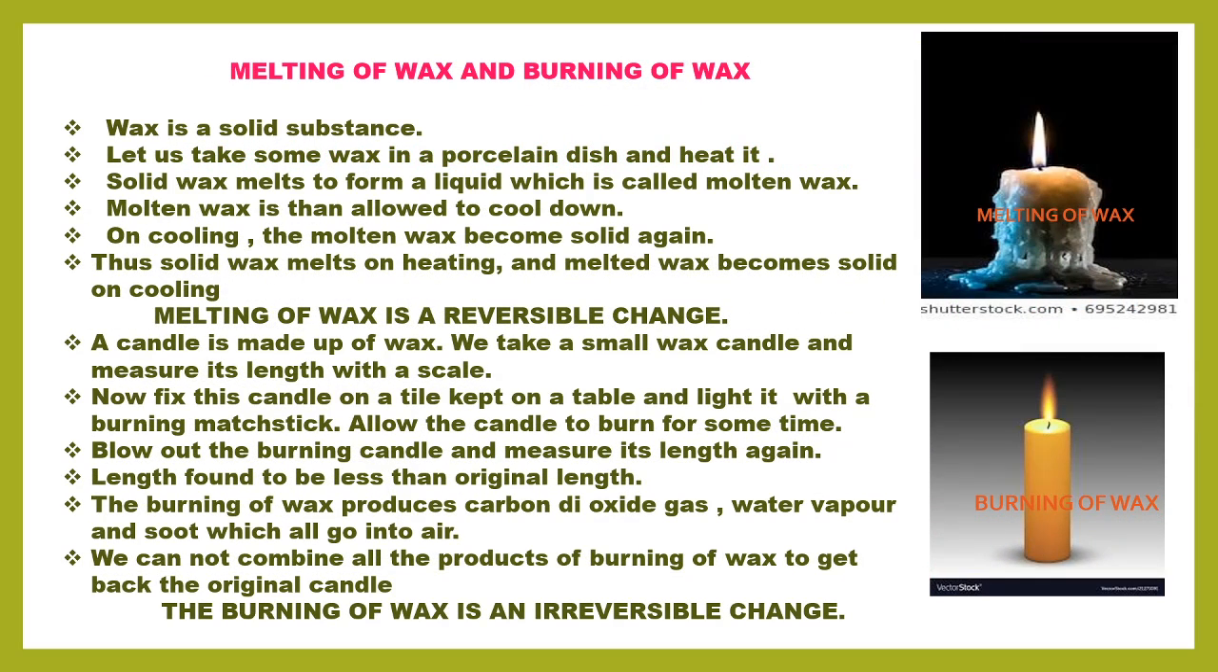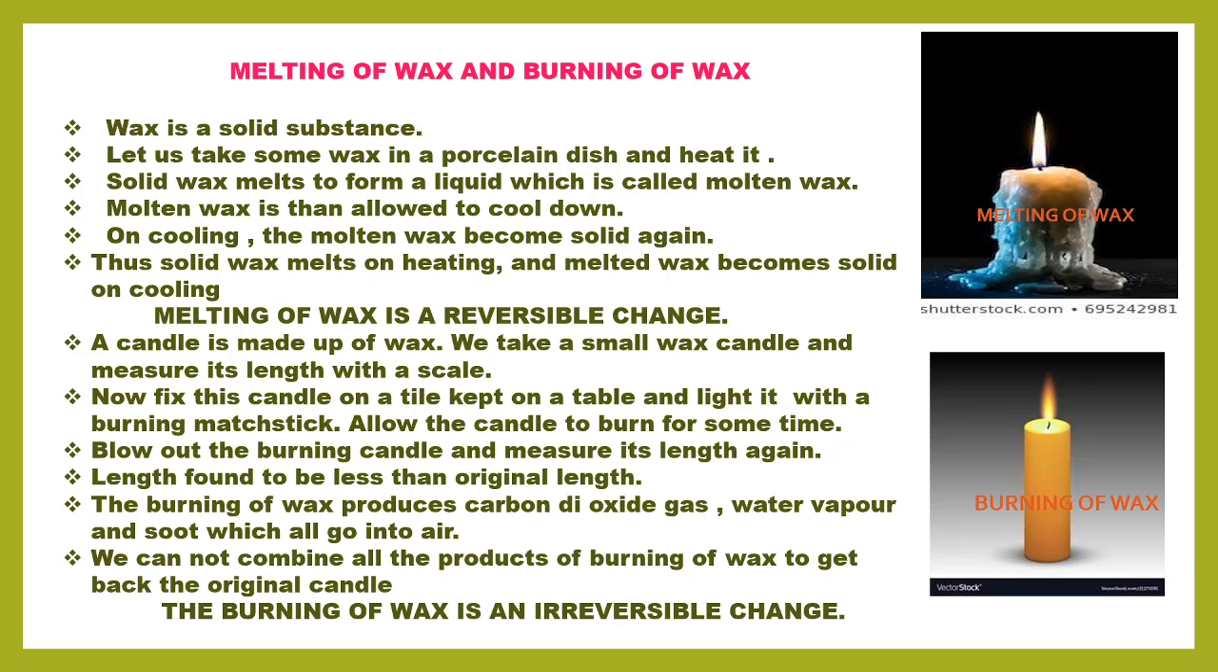The next experiment we are also doing with the same material. Here we have taken the material, that is wax. It is basically a solid substance. Now we take some of the wax in a porcelain dish and heat it. Solid wax melts to form a liquid, which is called molten wax. So, after heating, it becomes liquid, which is called the molten state or molten wax.